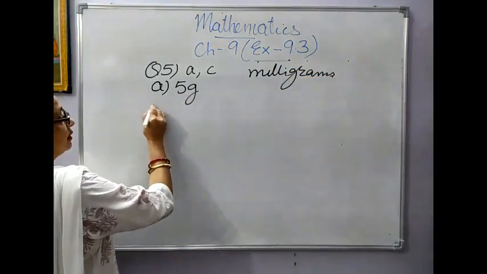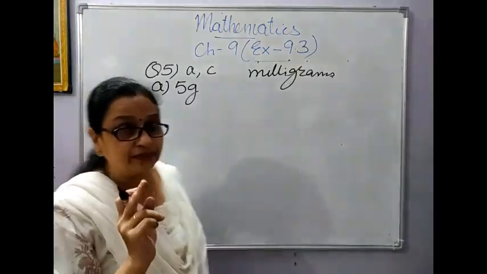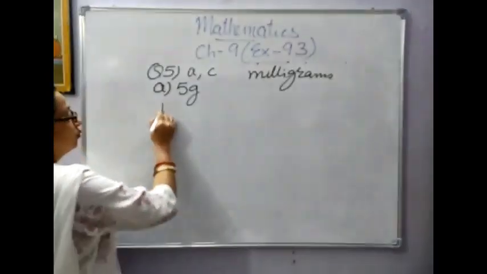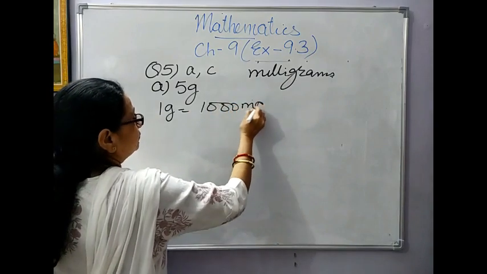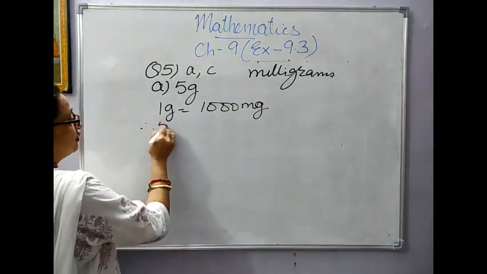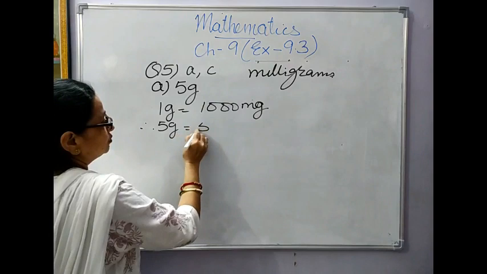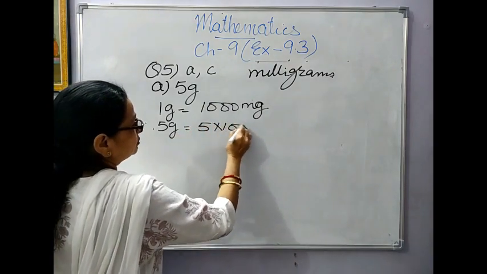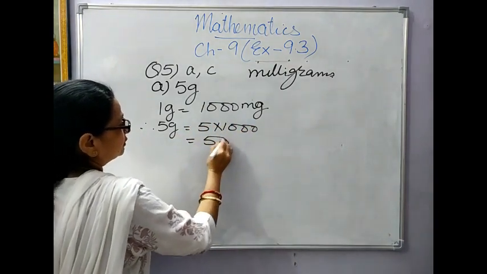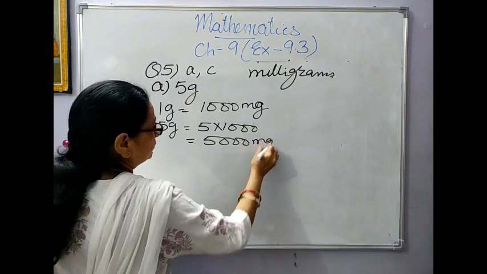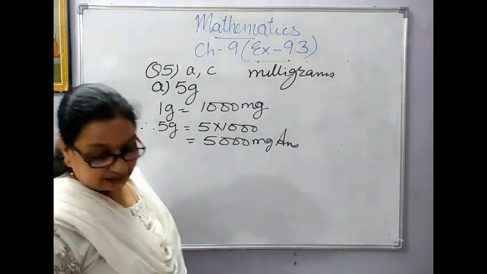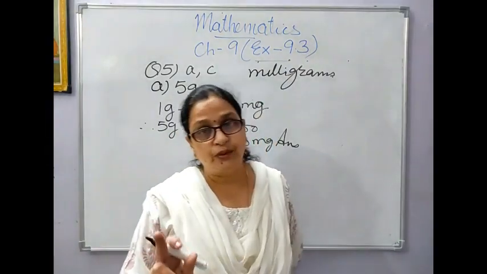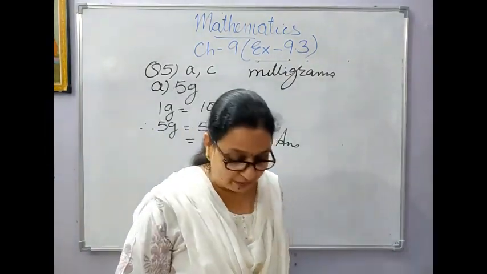And you know there are 1000 milligrams in 1 gram. So 1 gram is equals to 1000 milligram. Therefore 5 grams is equals to 5 into 1000. So it is 5000 milligram is your answer. So simple, isn't it? Sum number B you have to do in the similar manner in your practice copy.